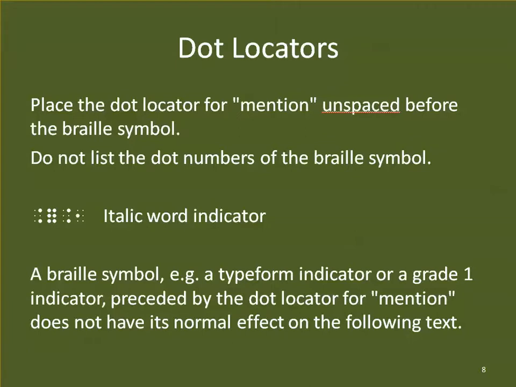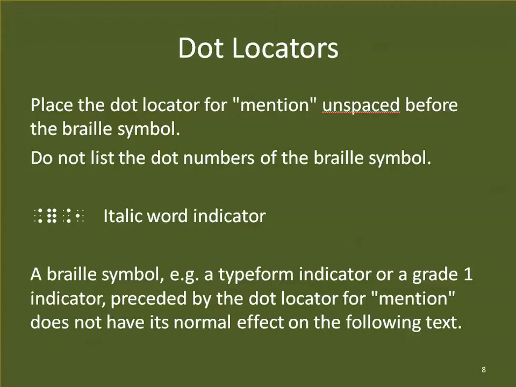So we place the dot locator for mention unspaced before the Braille symbol. So there's no space between the dot locator and the symbol that you're introducing. And because we have this dot locator, we don't need to list the dot numbers for the Braille symbol. So even if it's just in the lower part of the cell or just in the right part of the cell, we do not need to list the dot numbers as we did in the old code. So if we have an italic word indicator, just as an example, say we're telling the Braille reader that the italic word indicator will appear later on, we would list that in a transcriber's note or on the special symbols page, put the dot locator, no space, and then the symbol right after it.